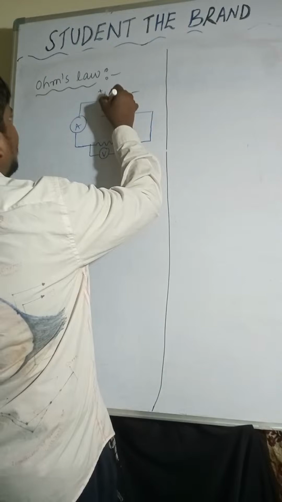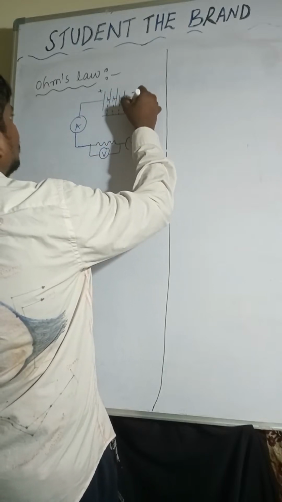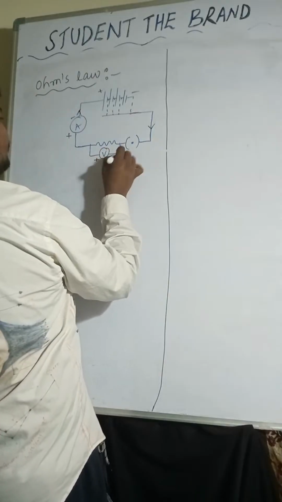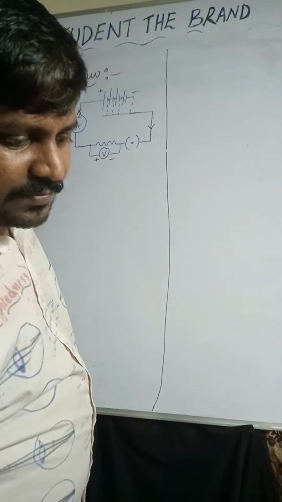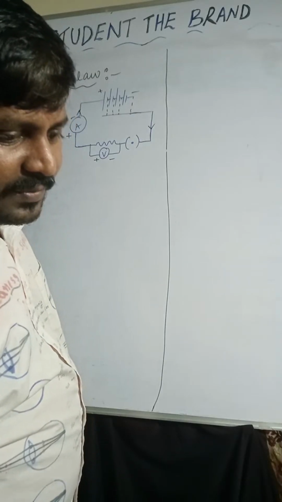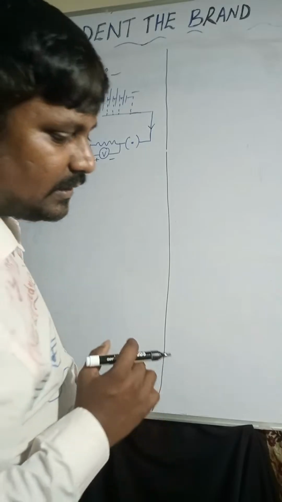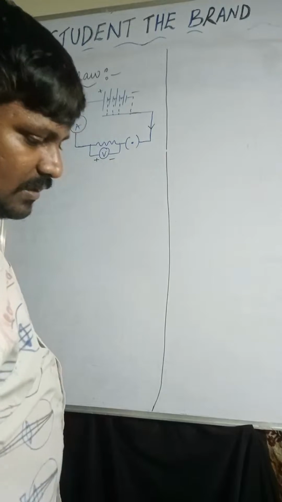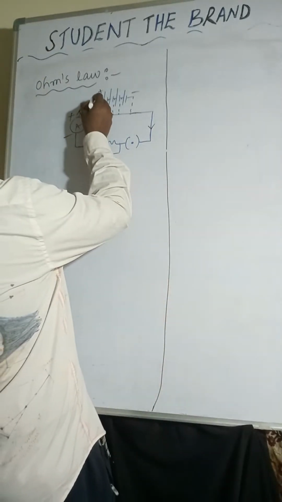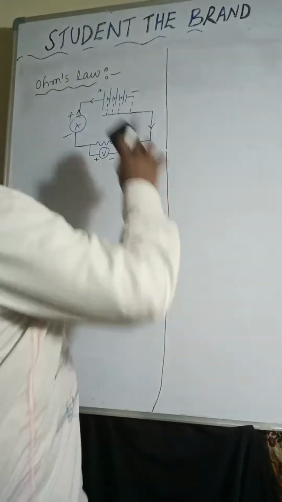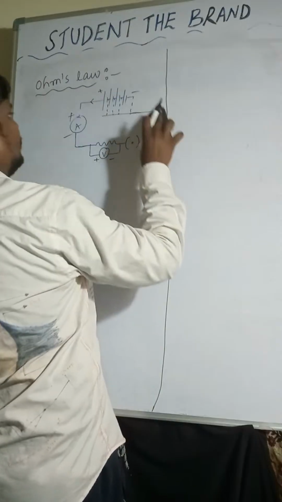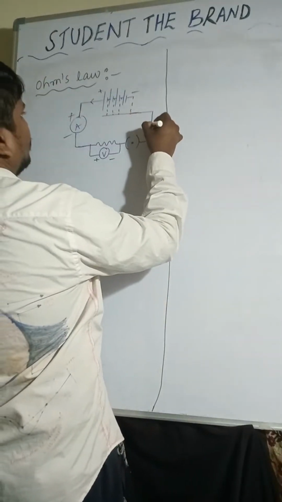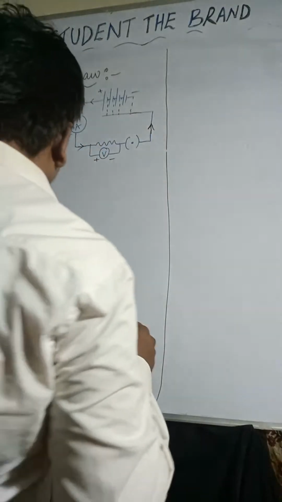So positive terminal, negative terminal, current is flowing. Current starts moving from the positive terminal to the negative terminal, right? Okay. So from the positive terminal to the negative terminal current is flowing.